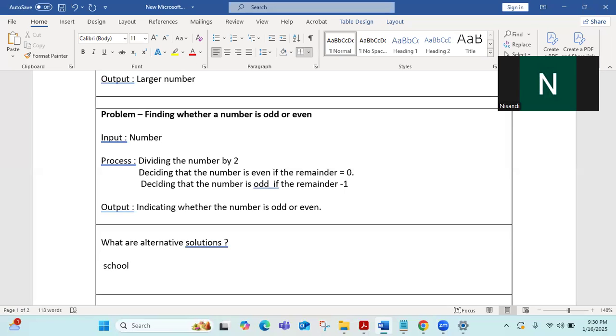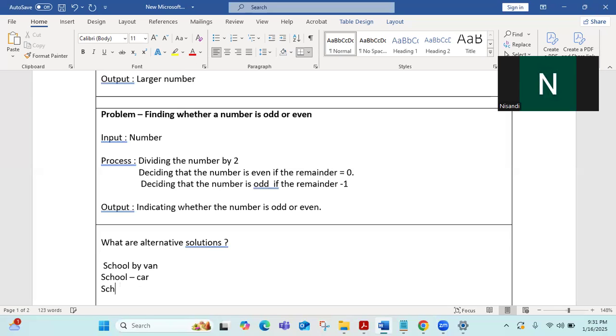So you go by where? Okay, for the school, you go by where? So alternative solution is, say you can go to school by car, one solution. Or for the school, you can go by train. So for a problem, you have many solutions. That is called alternative solution. That means if there is more than one solution for a given problem, they are called alternative solutions.